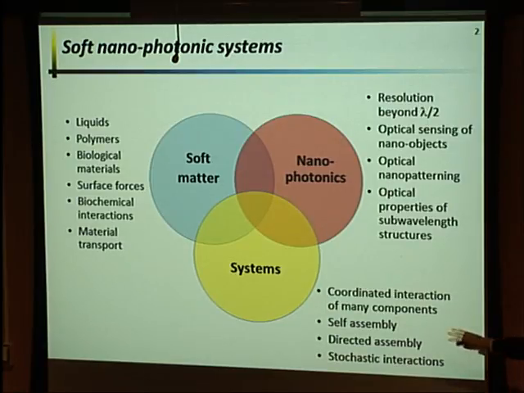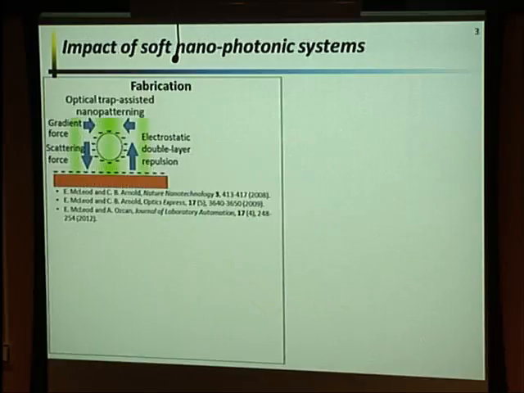Directed assembly is a mixture of self-assembly, but also with a little bit more user input. And the idea is you can get a more specific structure, although you might sacrifice a little bit in terms of throughput. And then stochastic interactions, which look at the probabilistic interactions of these types of components and have to do with things such as kinetics and thermodynamics, these sorts of areas.